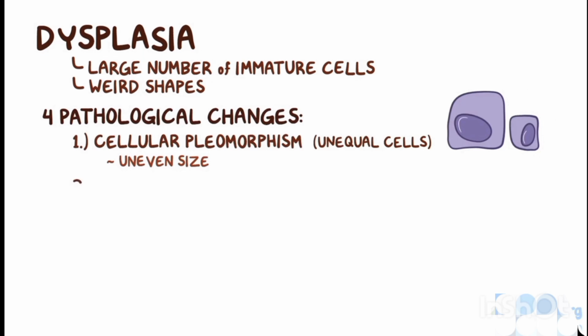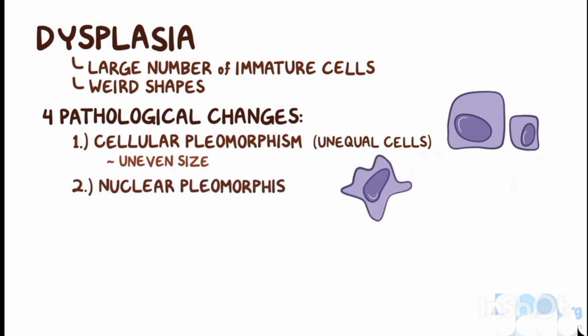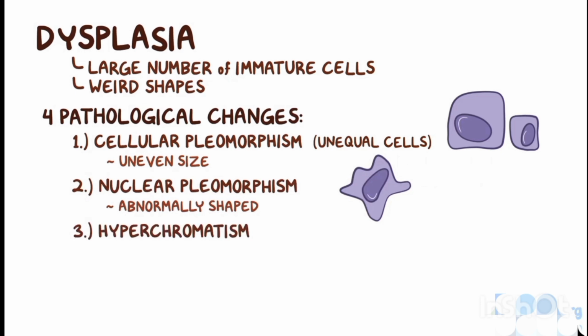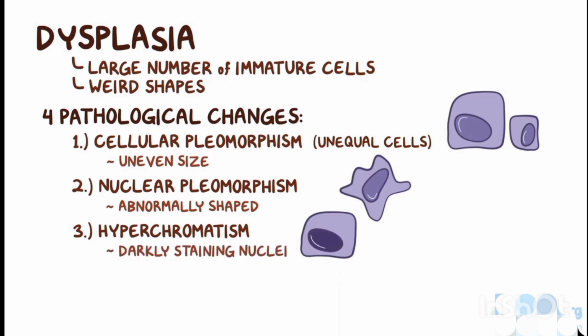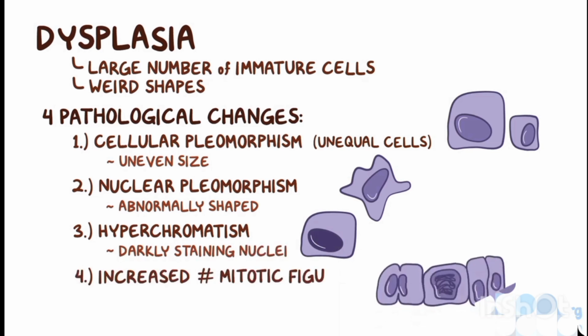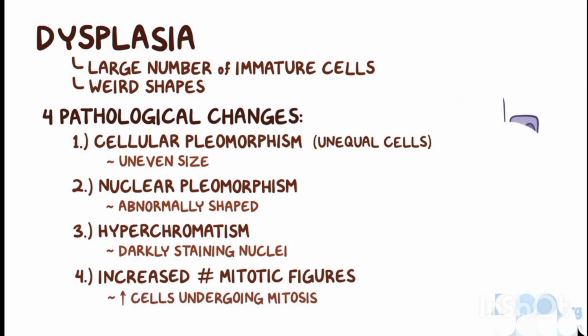Next, there's nuclear pleomorphism, or variation in size and shape of the nucleus. There's also hyperchromatism, which means that the cells have abnormal nuclear morphology due to abundant nuclear chromatin, resulting in darkly staining nuclei. Finally, there can be an increased number of cells with mitotic figures, meaning that a lot of cells are undergoing mitosis or cell division. All of these are signs of unhealthy cells that may be cancerous.